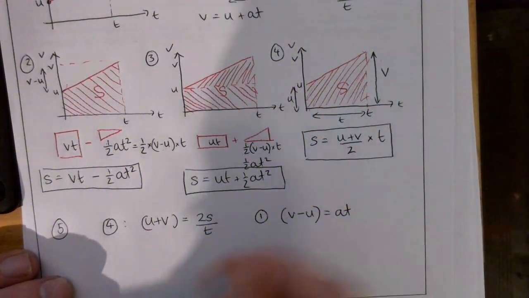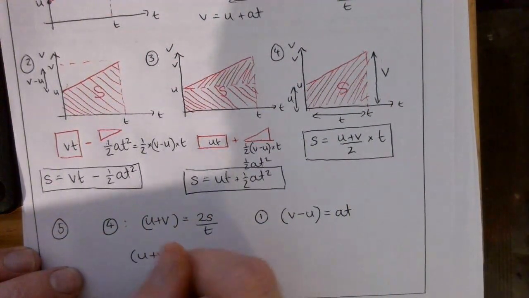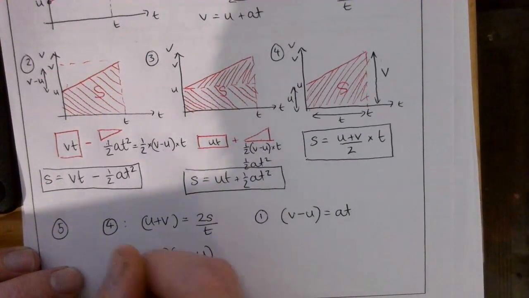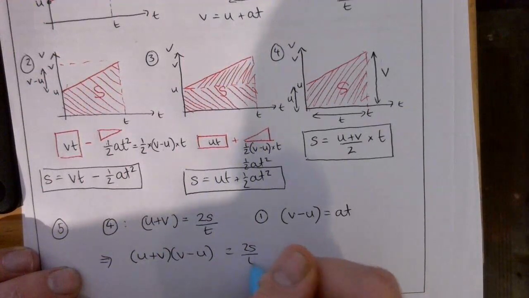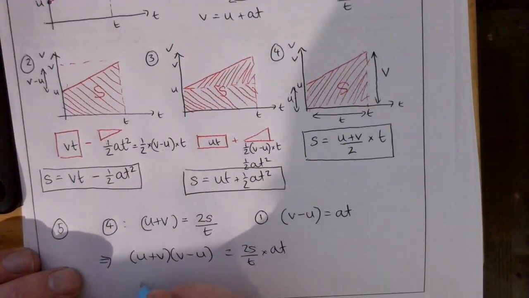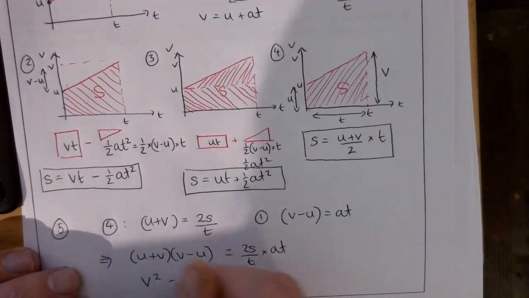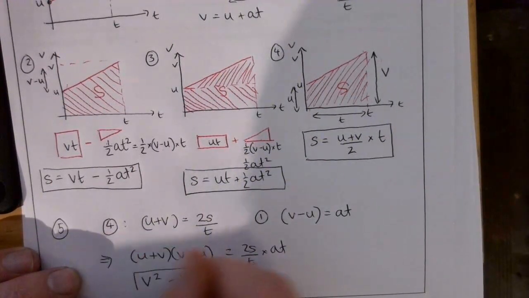And then if I multiply those two expressions, multiplying the left-hand side, u plus v times v minus u has to equal 2s over t times at. T's cancel on the right, and I get 2as. And on the left-hand side, it's a difference of two squares, so I get v squared minus u squared equals 2as, which is kind of neat.